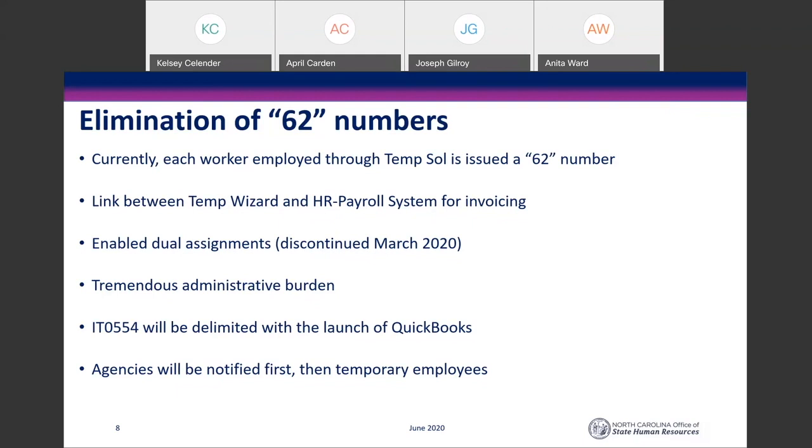We're going to follow up our communication with you with an email out to all temporary solutions temporaries to let them know that the 62 number is no longer needed. Temporaries who key their time into ESS directly won't have the option of keying a 62 number. That field will disappear from their timesheet.